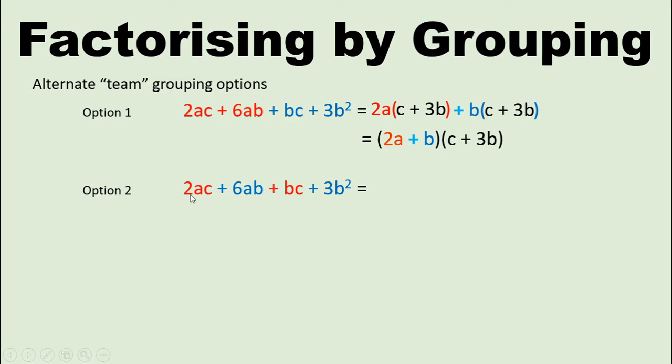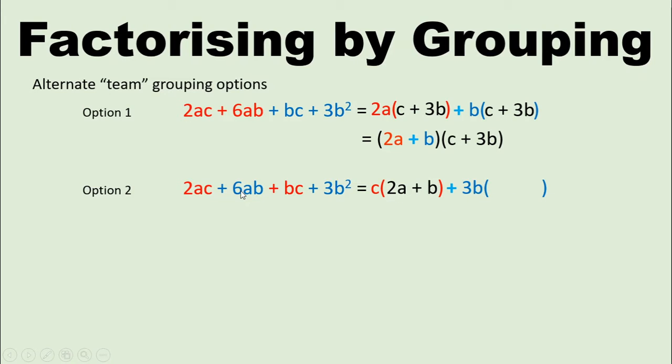So for our red team, we are going to factor out the C. For the blue team, we are going to factor out 3b. Don't forget, it's positive 3b. We need that plus sign there. Now, what's going to go inside the red team's bracket? 2ac divided by c would leave us with 2a. And bc divided by c would leave us with positive b. So 2a plus b. Let's see what the blue team's game plan is.